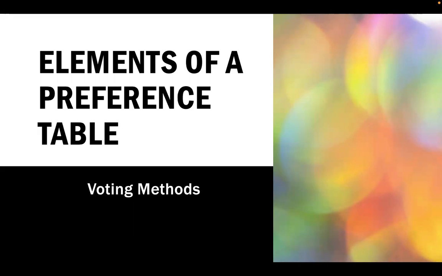Let's talk about some voting methods. And here we're going to talk about the elements of a preference table. So what is a preference table? Why do we use it? And what does it mean?